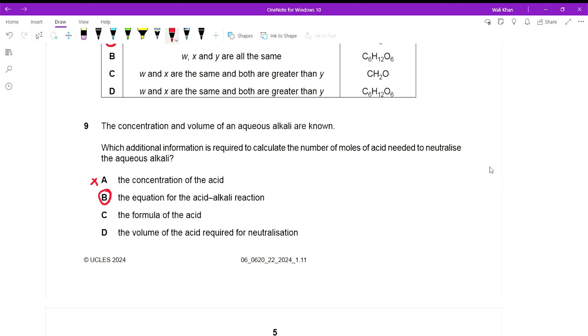The formula of the acid? No. The volume of the acid required for neutralization? No. Volume, we have to note down the volume when the titration is neutralized. Okay. Then we note down how much volume of acid is used. So the equation for the acid-alkali reaction is the option, because we have to calculate the number of moles of acid needed to neutralize the aqueous alkali. So to calculate the number of moles of acid, we need the equation.